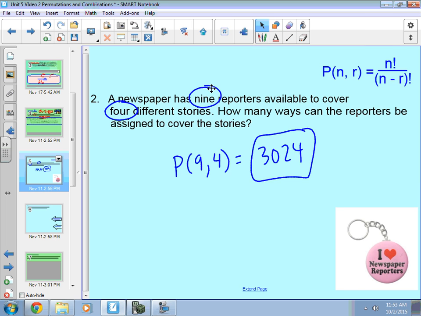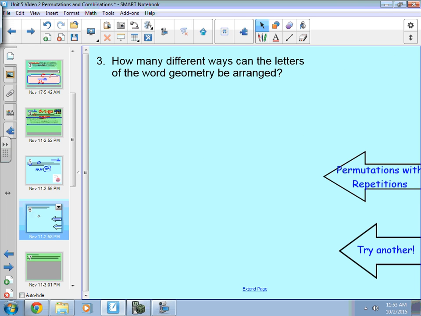All right, let's take a look at another problem. Number 3 says, how many different ways can the letters in the word geometry be arranged? Okay, this is an arrangement. If you see arranged, good chance you're doing a permutation, and it is. We want to know how many ways we can arrange the letters here. We're going to have to find out how many letters. We got 1, 2, 3, 4, 5, 6, 7, 8 letters. So our total is 8.